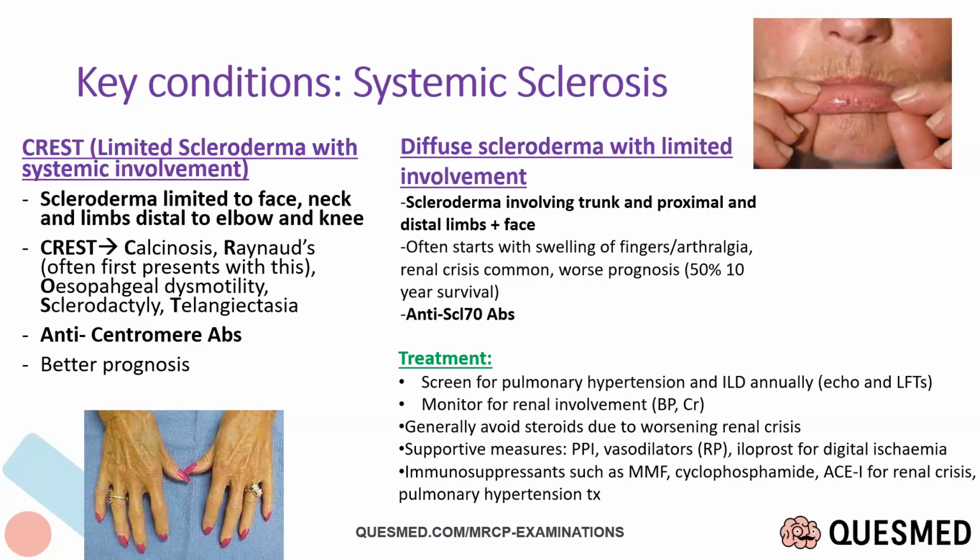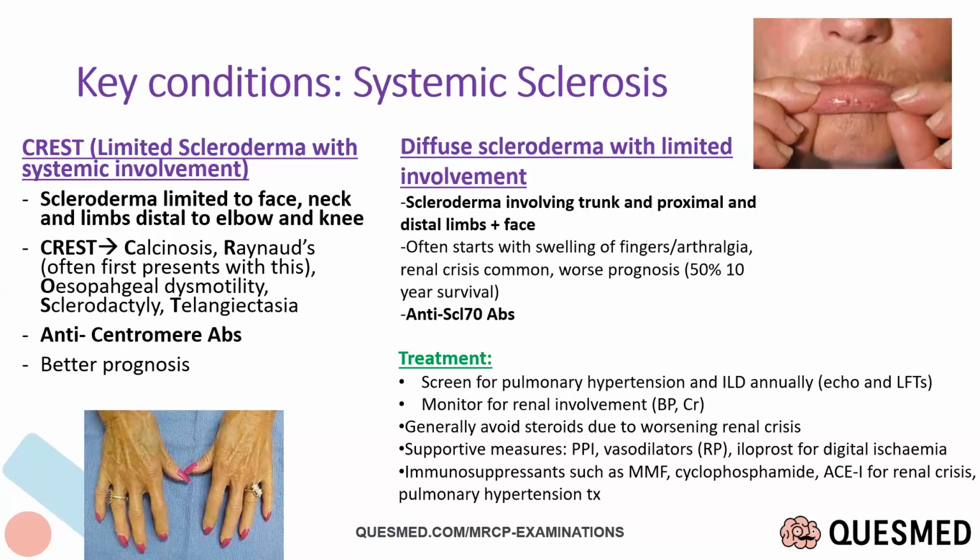And this condition, CREST, is really associated with anti-centromere. So CREST, C, centromere, my pathetic little way of remembering. CREST syndrome generally has a better prognosis. And also another way to clinically differentiate is that the thickening of the skin is limited to the face, neck, and the limbs distal to the elbow and the knee.